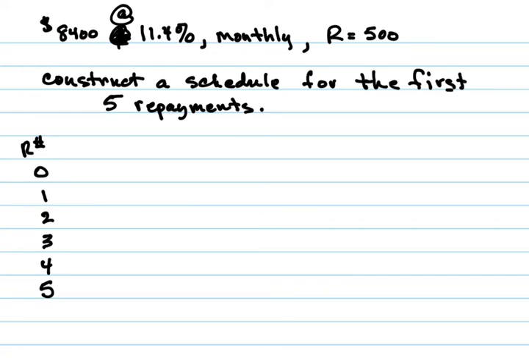And so they're going to give you a number of payments that they want you to build the schedule for. All right, again, I've abbreviated number of repayments as R number. That's the hashtag, the symbol for number. You remember that? Probably not.